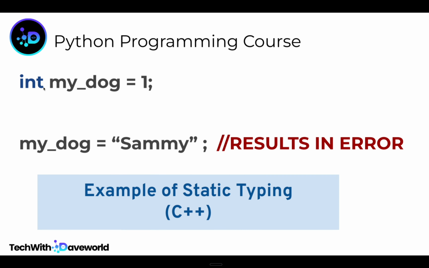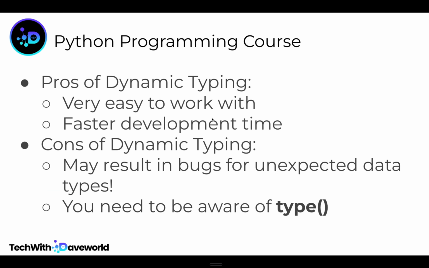For example, if you have int underscore my dog equals to 1 and my dog equals to Sammy, it's going to result in error, right? If you have worked with C or if you have worked with Java, you should know what int means and all of that, right? So they don't really allow you to reassign a variable that was initialized as an integer to a string again. If you are trying to reassign the variable, it must be in numbers. And this is an example of static typing in C++, all right? It also works in C and Java.